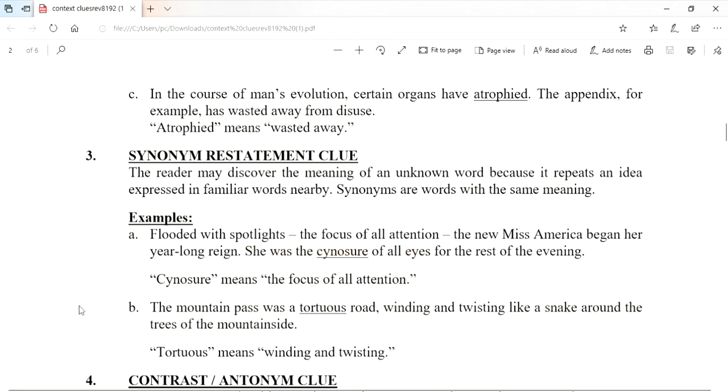Looking at another example, the B. The mountain pass was a tortuous road, winding and twisting like a snake around the trees of the mountainside.